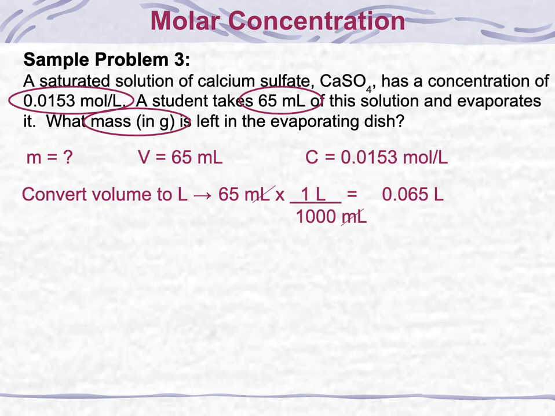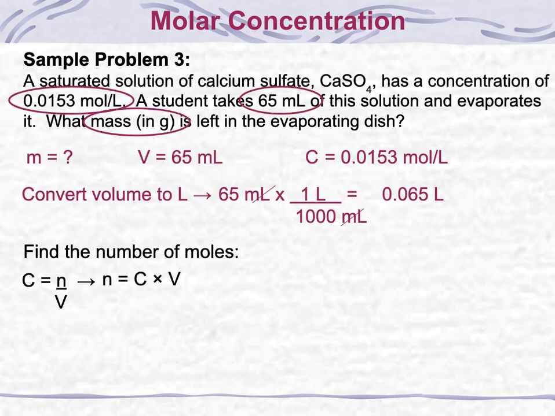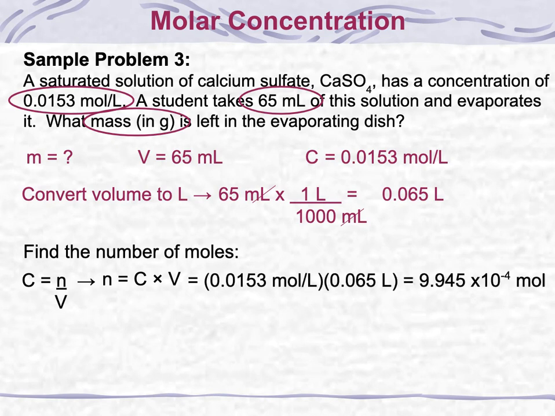Now we're going to use the concentration equation to find moles, and then once we have moles, we can find our mass. So the formula C equals N over V can be rearranged to find moles, and so that rearranges to N equals C times V. So 0.0153 moles per liter times 0.065 liters gives us our number of moles of 9.945 times 10 to the negative 4 moles.